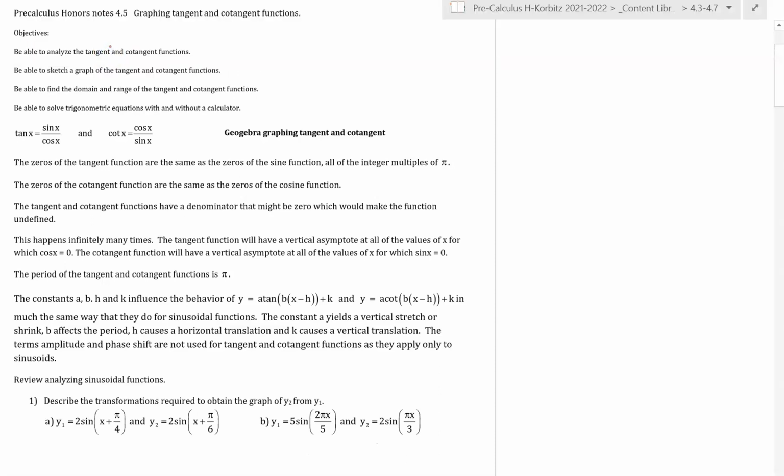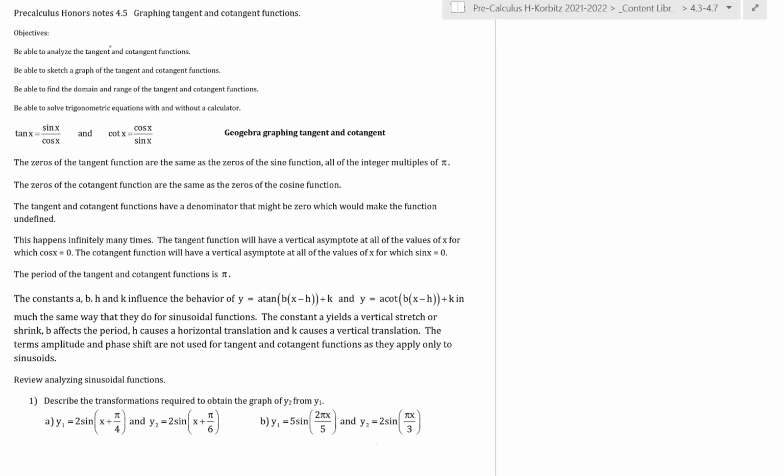Hi, Pre-Calc Honors. So today we're going to graph tangent and cotangent functions with transformations. In the past we did graph these last year, I believe, without any transformations, and we also have done some Desmos activities where we graph tangents and cotangents. But again, today with transformations.